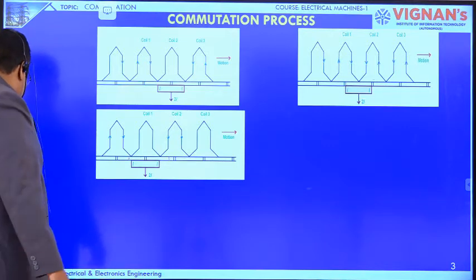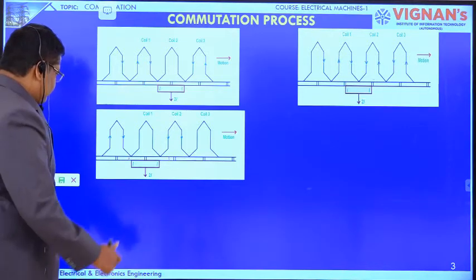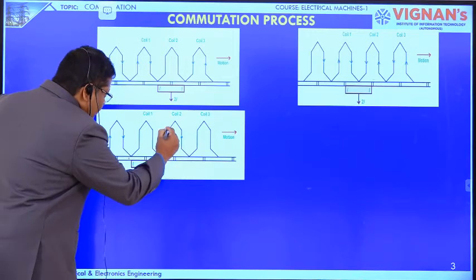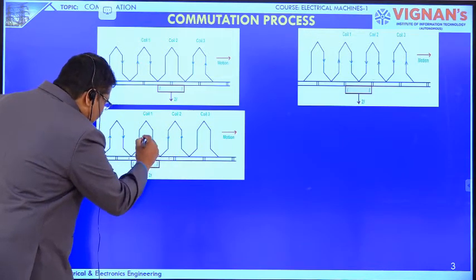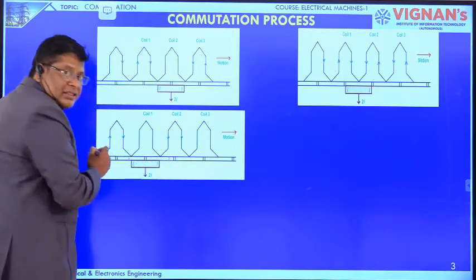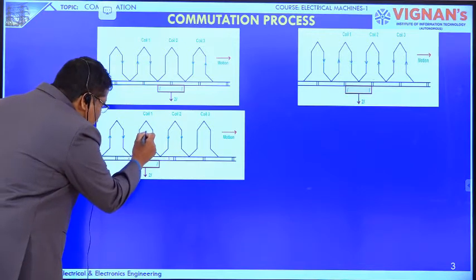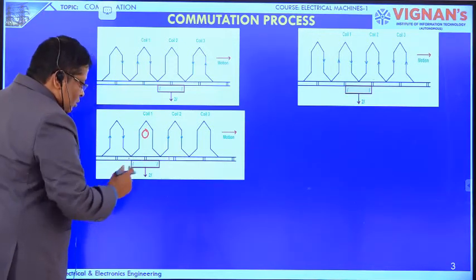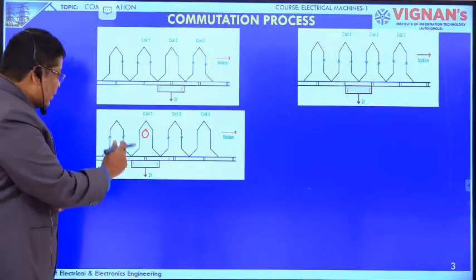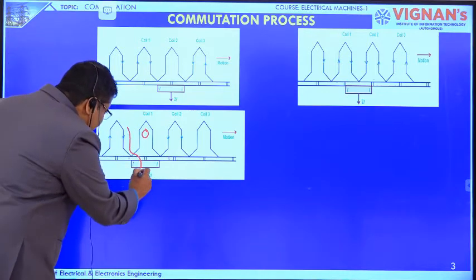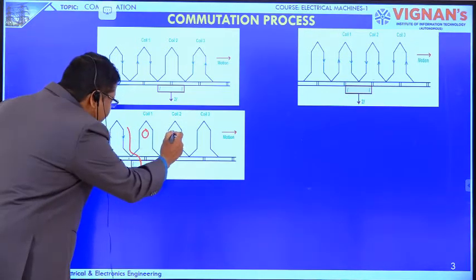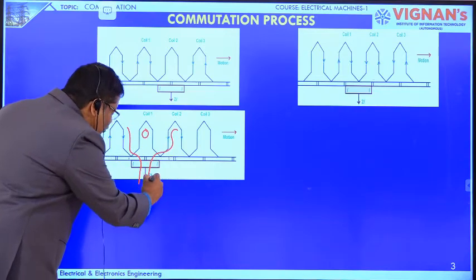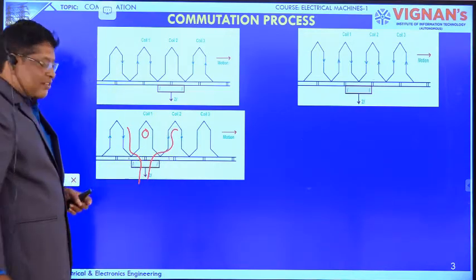now in this position, coil 1 is exactly short circuited by the brush length. So the current flowing through coil 1 is 0. The 2I amperes of current flows like this: I amperes of current is coming here, and the remaining I amperes of current is coming from coil 2 through the commutator segment and brushes.